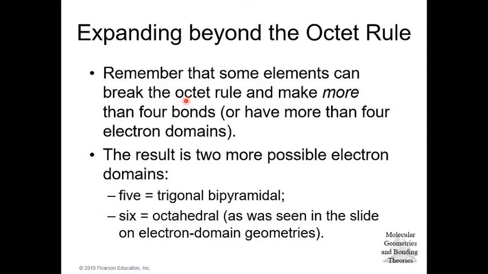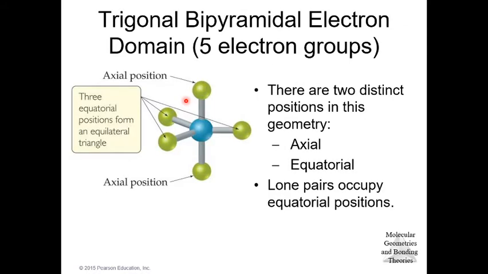Okay, onward. So we have more shapes for when we break the octet rule. If we have 5 electron groups, we have trigonal bipyramidal. And 6 electron groups, we have octahedral. But we have additional shapes that are possible if some of our electron groups are a lone pair. So this is when you have all bonds. Okay, I've got 5 electron groups around my central atom.